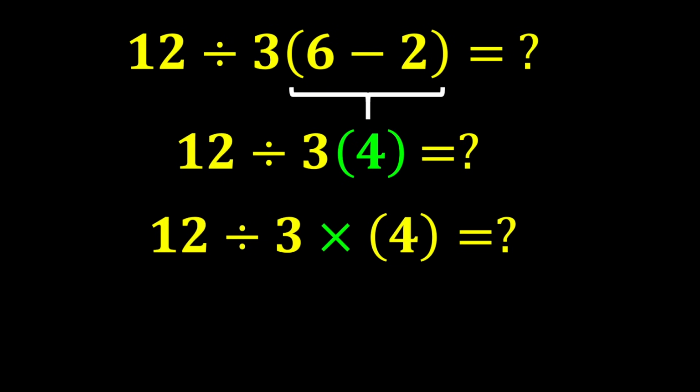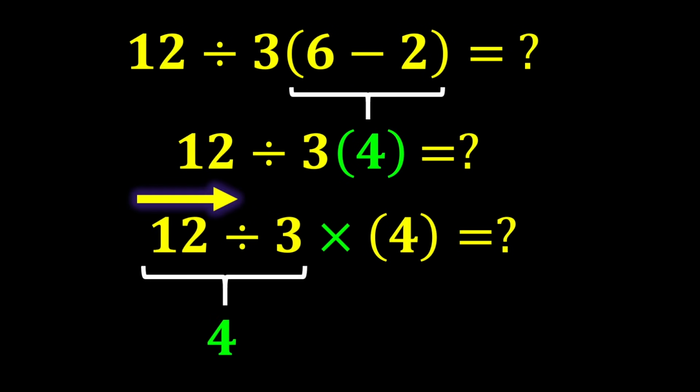Now, in this expression we have both division and multiplication, and according to PEMDAS, since multiplication and division have equal priority, we move from left to right and perform whichever comes first. Here, moving from left to right, we first reach the division. So we calculate 12 divided by 3, which gives us 4. In the end, 4 times 4 gives us 16, which is our final answer.